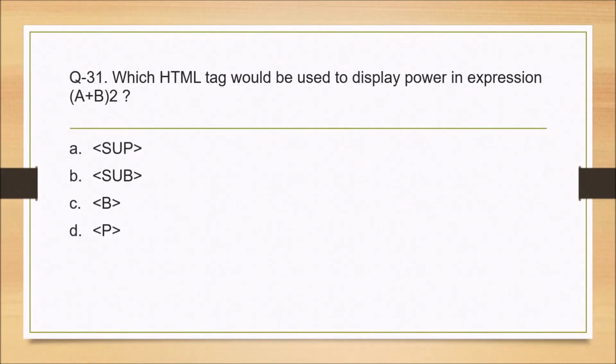Next question is, which HTML tag would be used to display power in expressions, a plus b square? If we want a plus b square, which tag will we use? And the options are SUP tag, sub tag, SUB tag, B tag, or P tag. And the correct option is SUP tag.